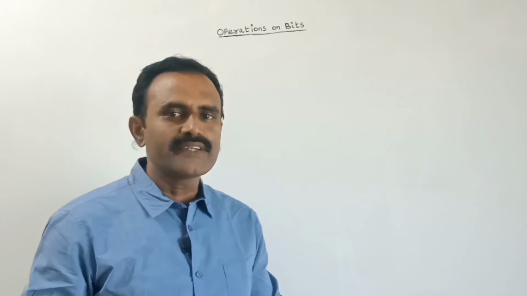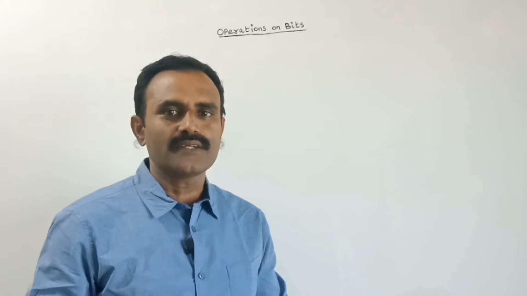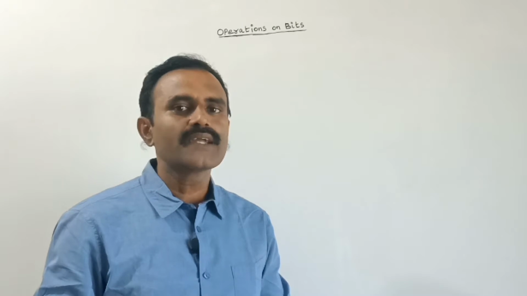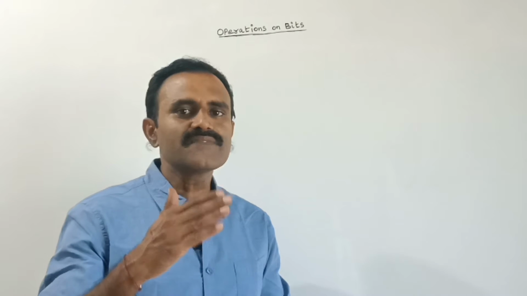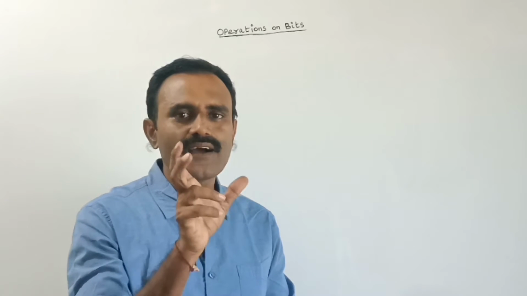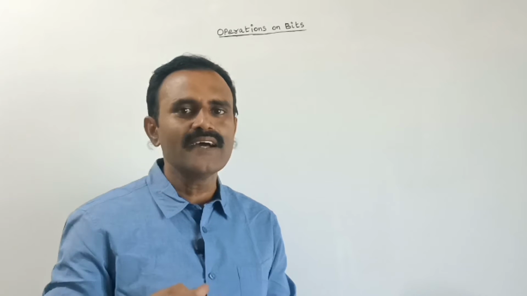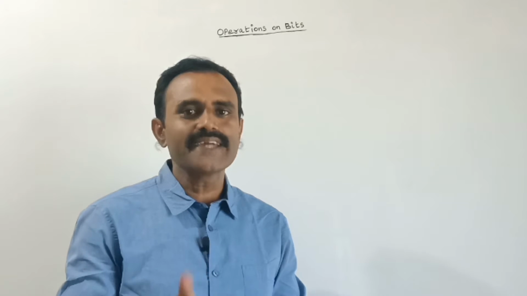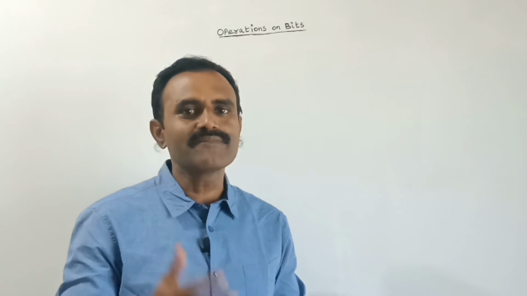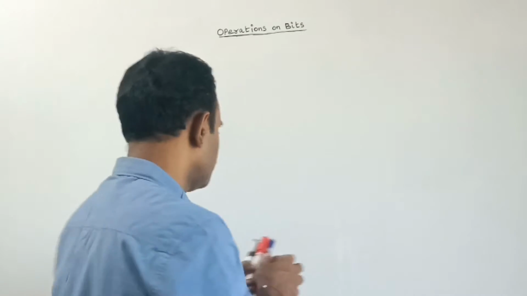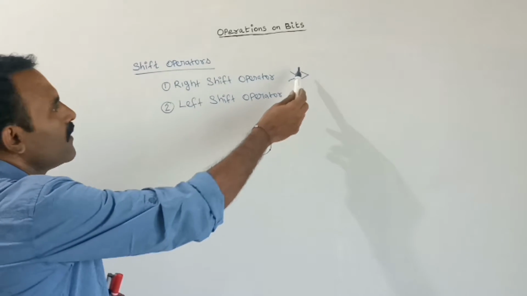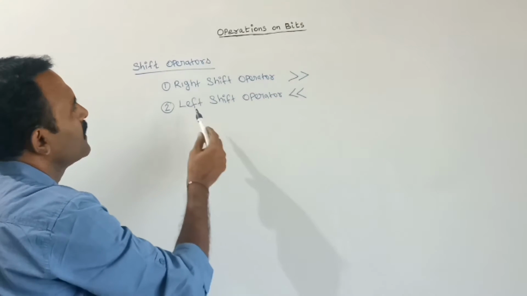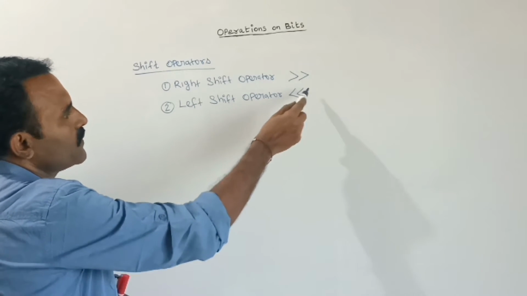Now we are going to see the topic about the shift operators. The shift operator is a bitwise operator. It is used to shift each and every bit in the operand either to the right or left side. There are two types of shift operators, right shift operator and left shift operator. This is the symbol of the operators. For the right shift operator we should use two greater symbols. For the left shift operator we should use two lesser symbols.